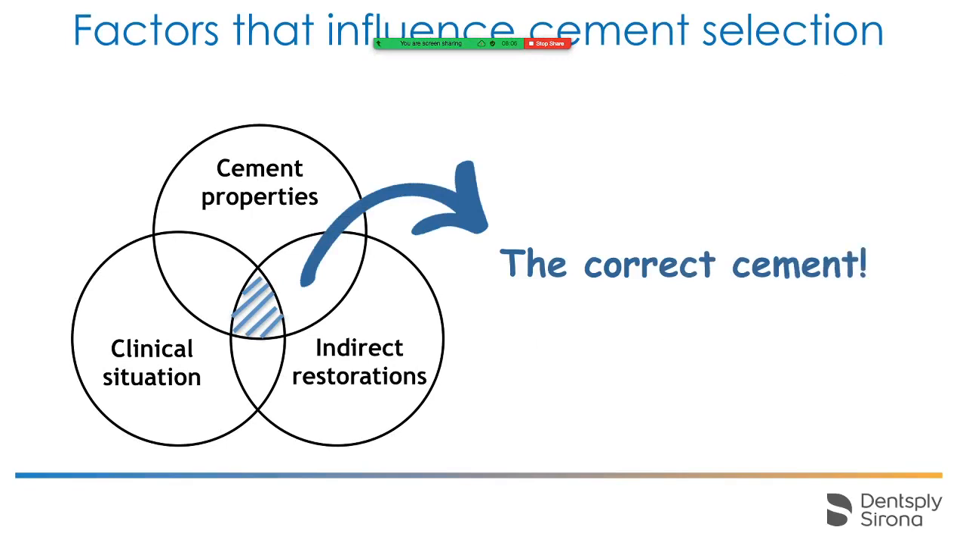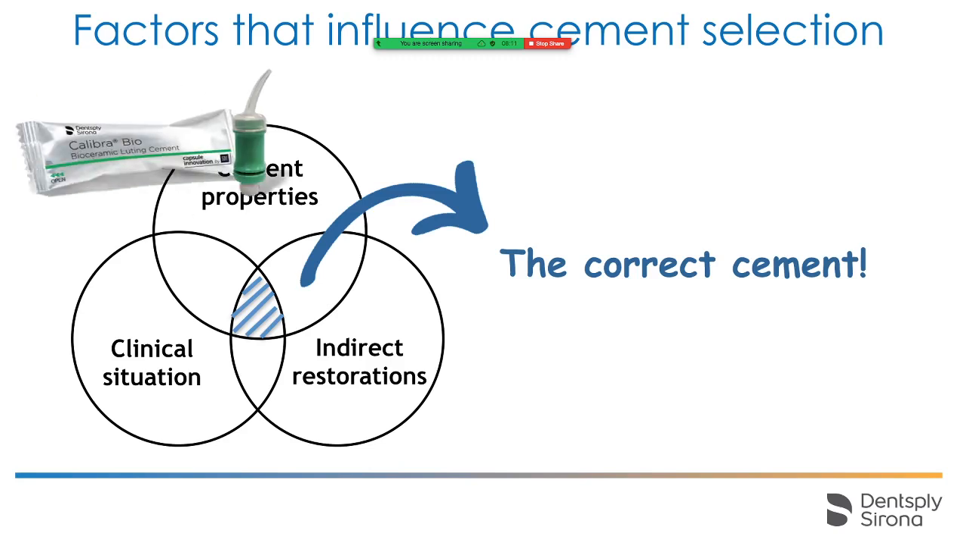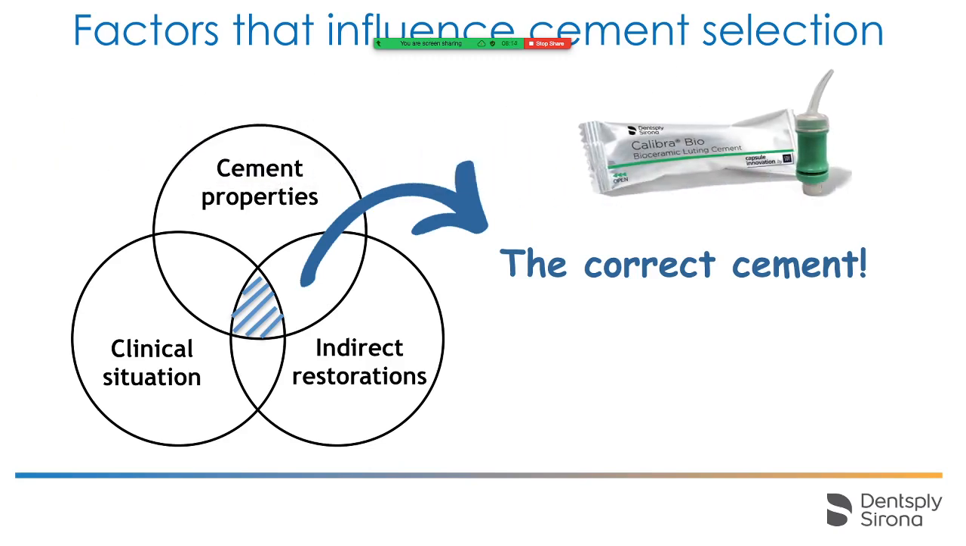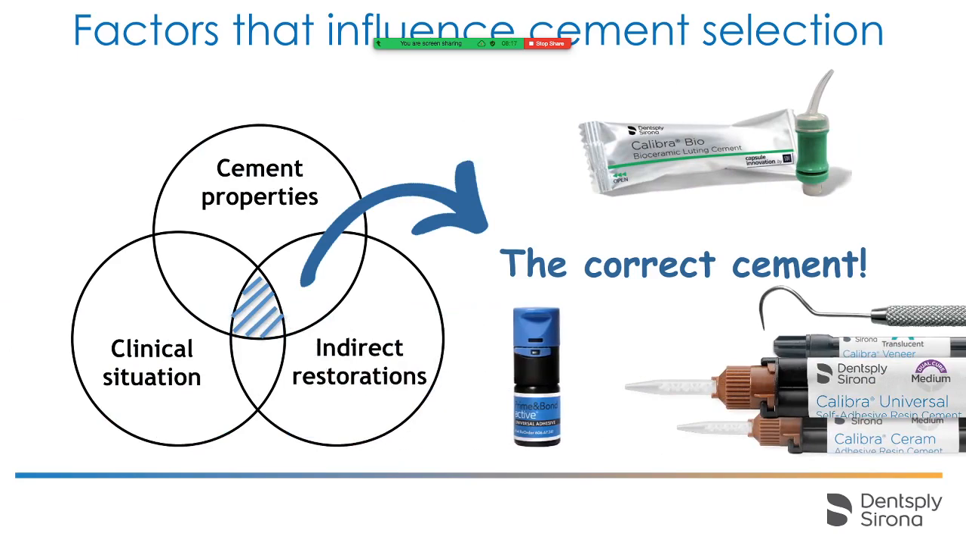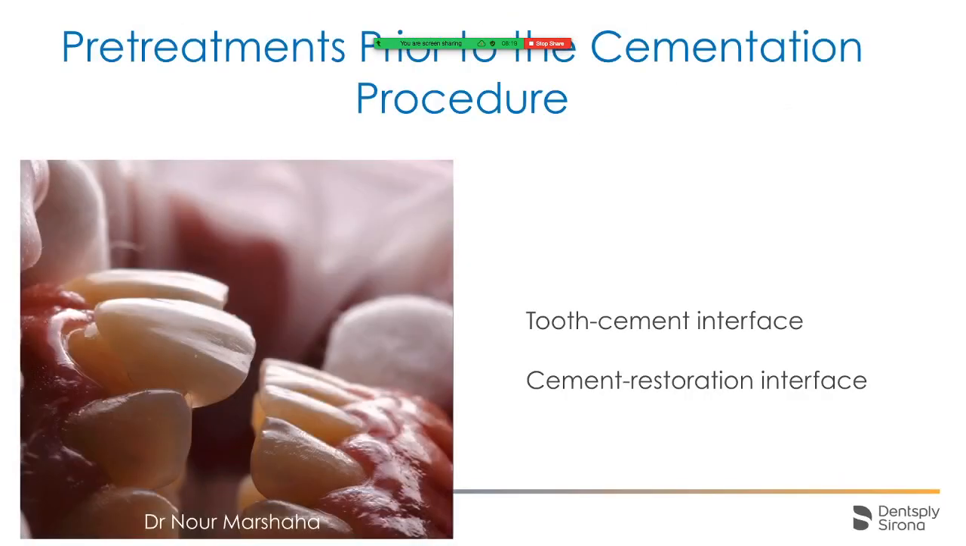Factors that influence cement selection. The correct cement depends on cement properties and the indirect restoration. We can choose between conventional and resin cements. Pre-treatment of the tooth structure: regardless of the type of resin cement, we have two interfaces, the tooth cement interface, and the cement restoration interface between the cement and the internal surface of the restoration. For those bonds to form, the tooth and the internal surface of the restoration should be pre-treated.